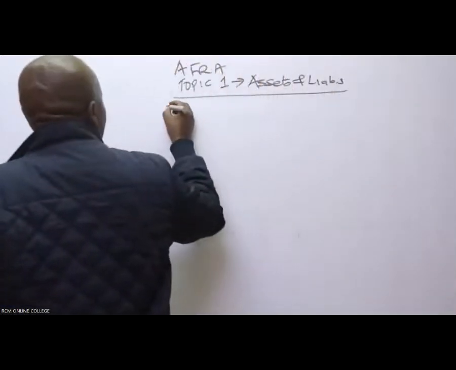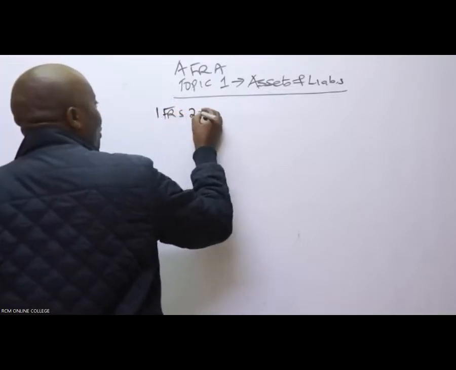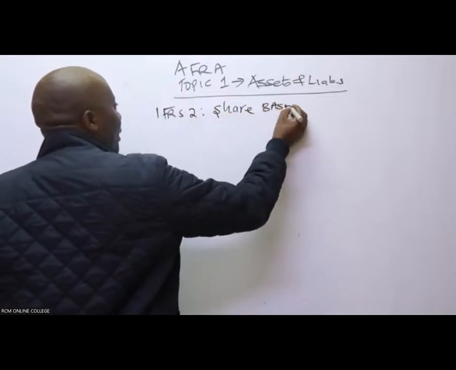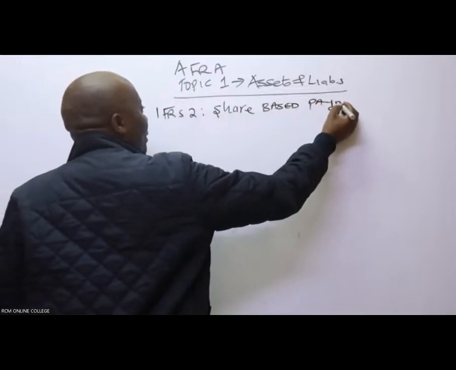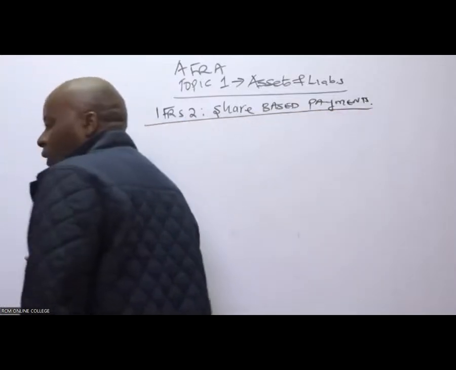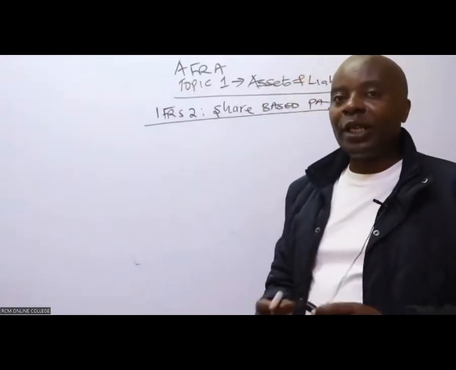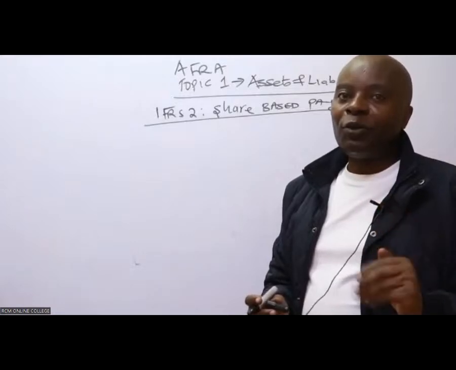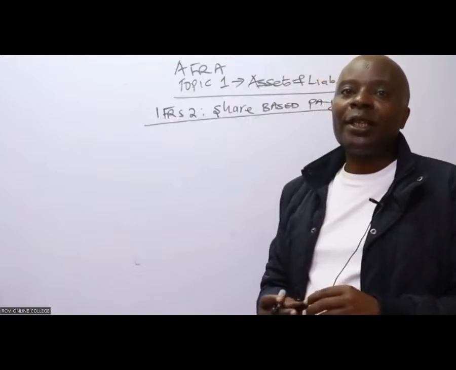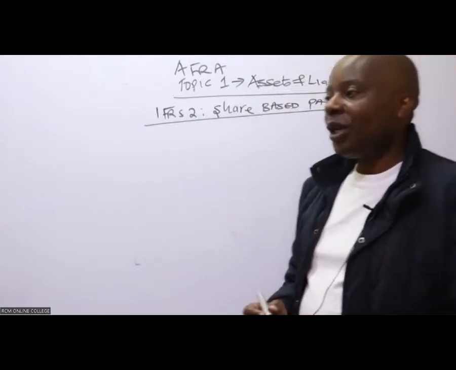which is IFRS 2. This is what we call share-based payments. So a liability accruing out of what? Those shares or share options that we make promises to our employees. You tell our employees that if you work for us, for example, for 4 or 5 years, then we shall give you the company's shares. It's a liability we are creating. We must pay them. So IFRS 2, share-based payments.